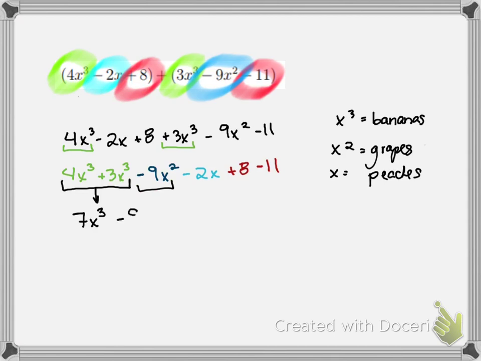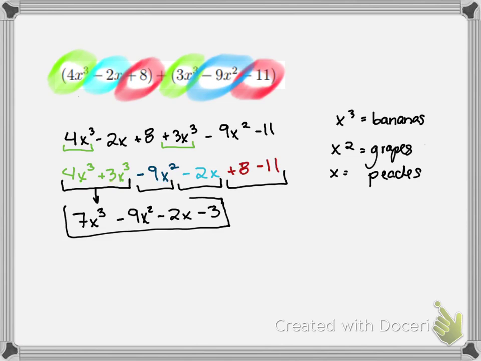So I'm going to bring down the minus x squared. Again, it doesn't have anything to get combined. Then bring down the minus 2x. Okay, and then here, plus 8 minus 11 gives us a negative 3. So that's our final answer.